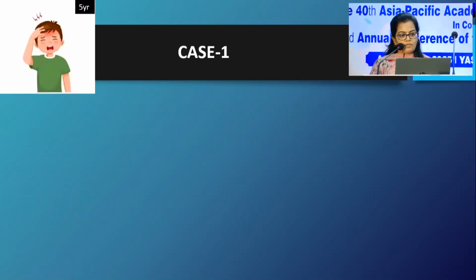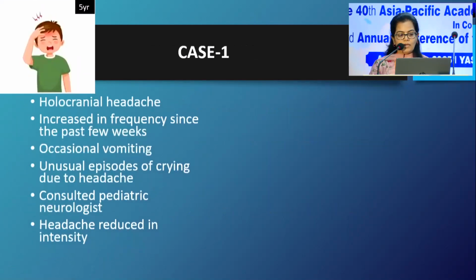So this was a case of a 5-year-old child who presented with holocranial headache, increased in frequency since the past few weeks. He had occasional vomiting, unusual episodes of crying due to headache, and he had consulted a pediatric neurologist who started him on treatment, after which the headache reduced in intensity.